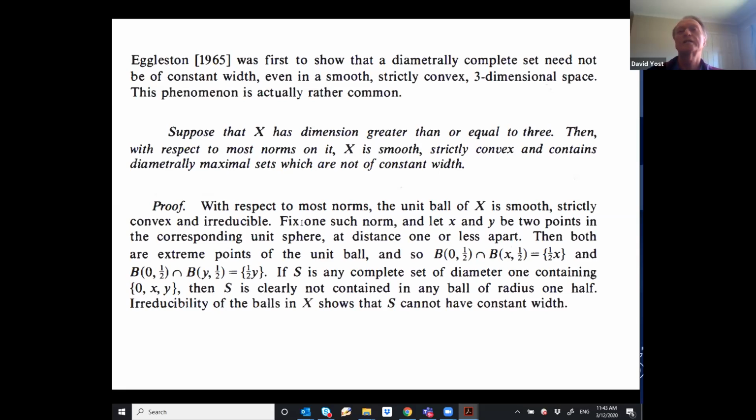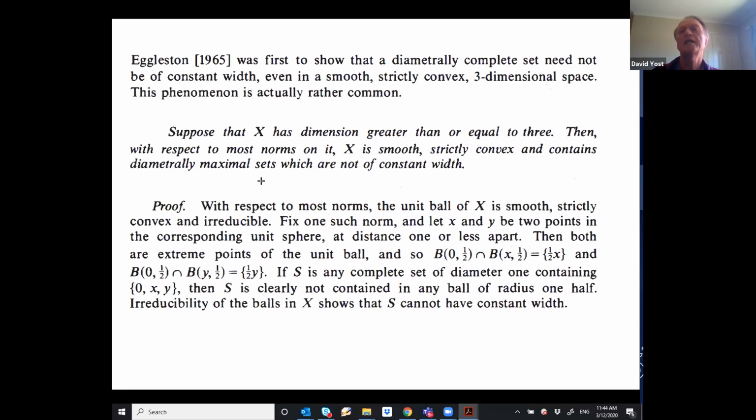And the reason for this is that with respect to most norms, the unit ball is smooth, strictly convex, and irreducible. I'm not going to go into the details of why that's true. It's a Baire category argument. And if you're used to Baire category, it's not difficult.